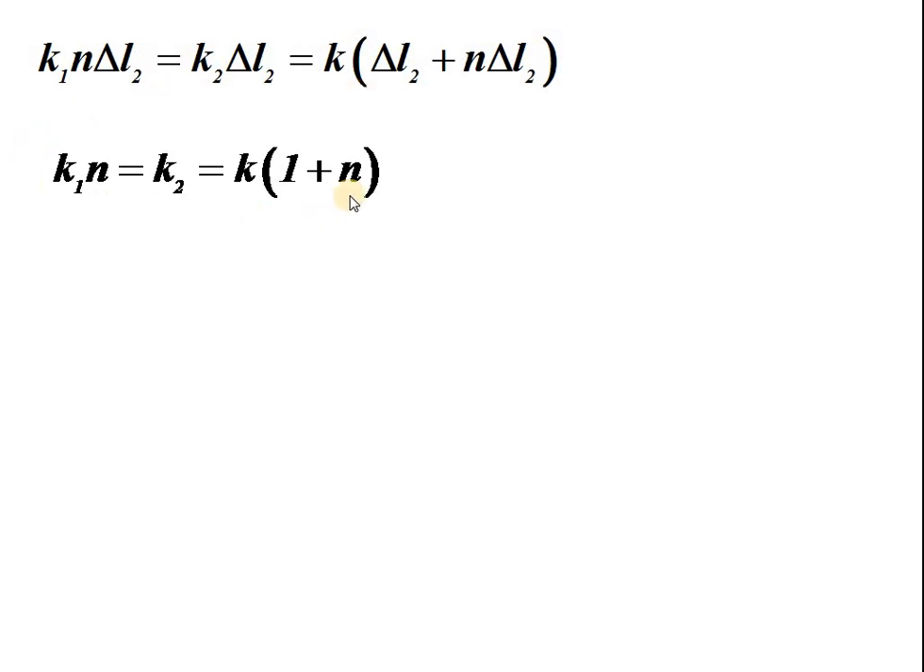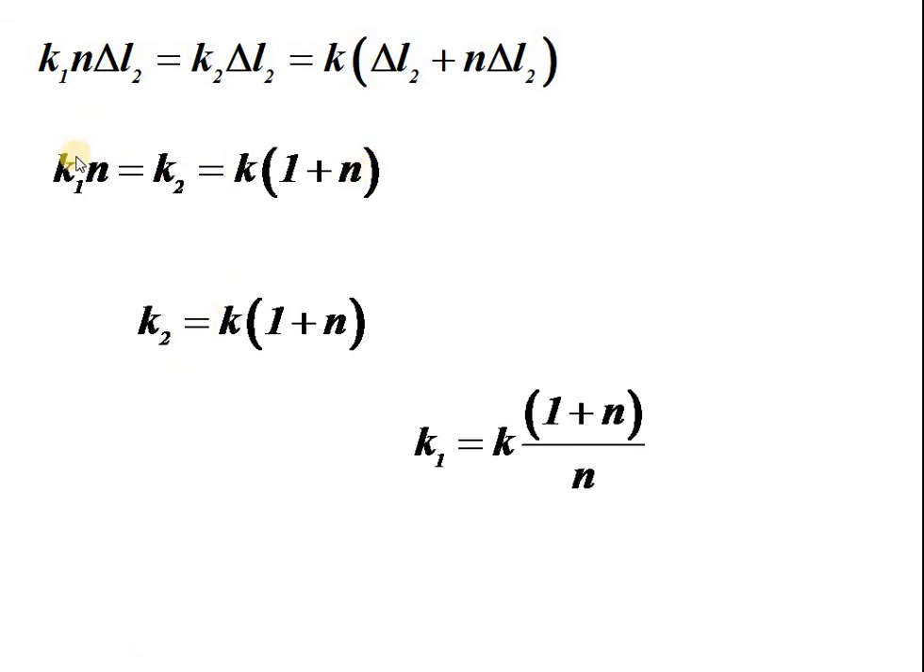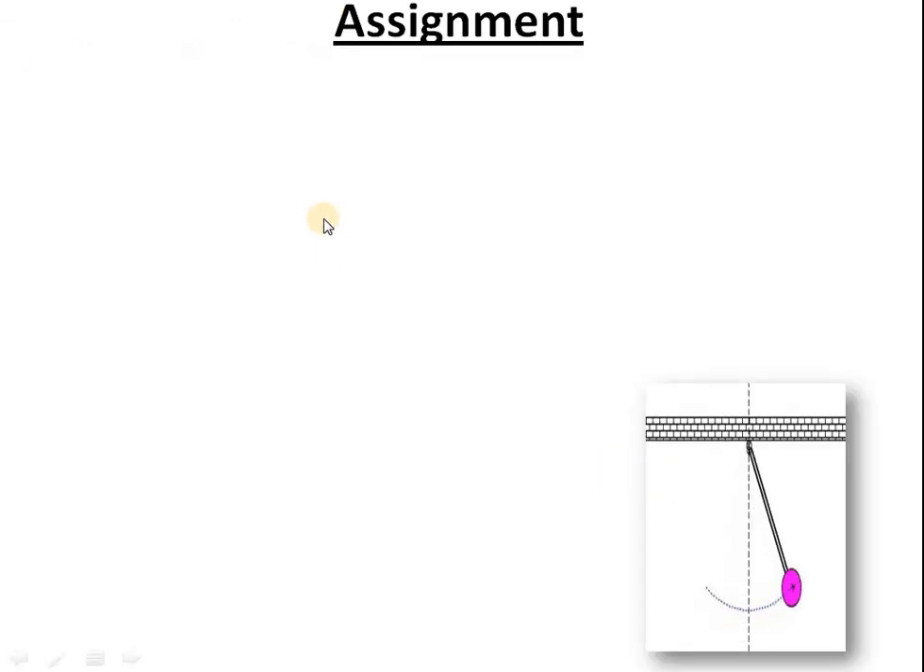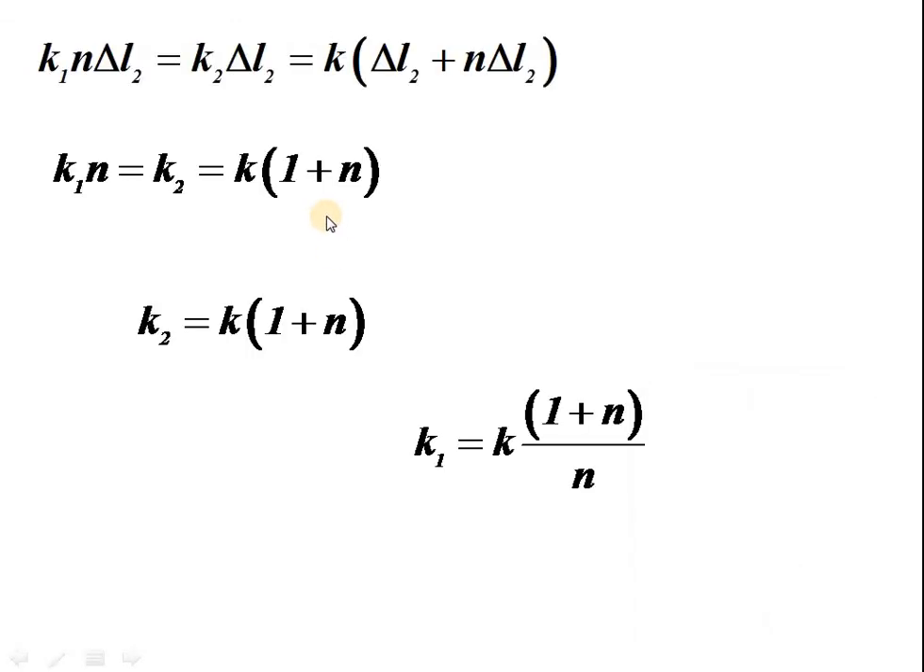And from this equality, we can make the relations. In the question, you have been given some things to prove. The first is K2 is equal to K into 1 plus n. So if we prove it, you take the second and third terms. We proved the first question. And the second question is K1n is equal to K into 1 plus n. So K1 is equal to K into 1 plus n by n. So this way, we could easily prove both those questions. Hope the idea is clear.